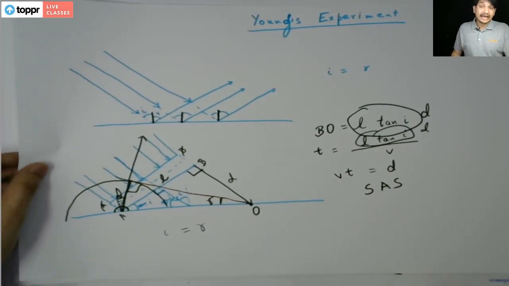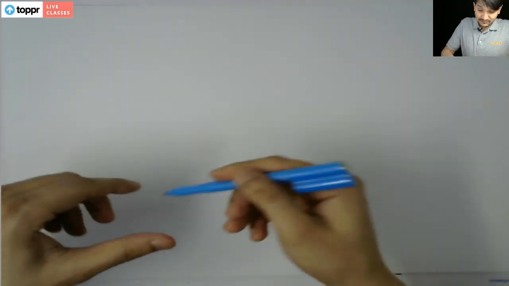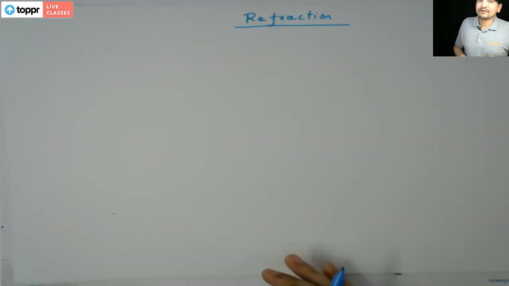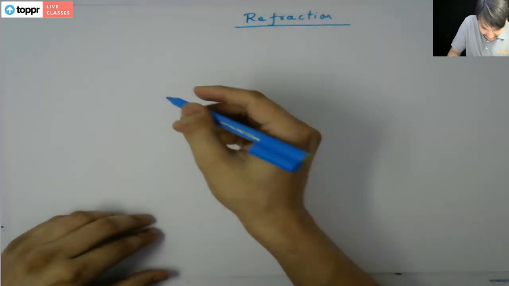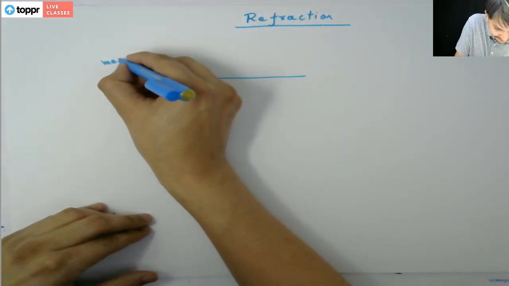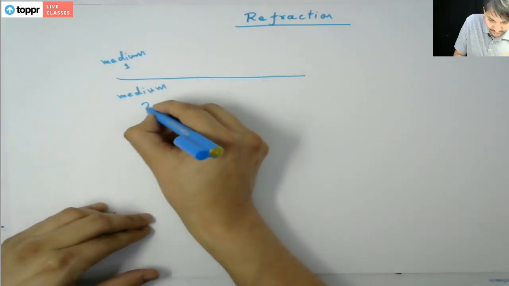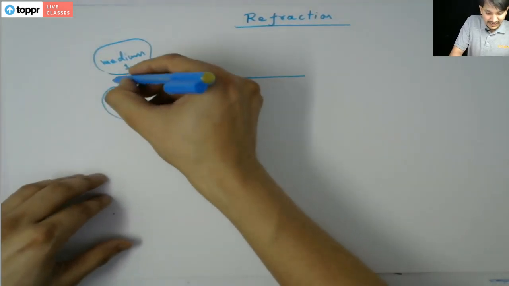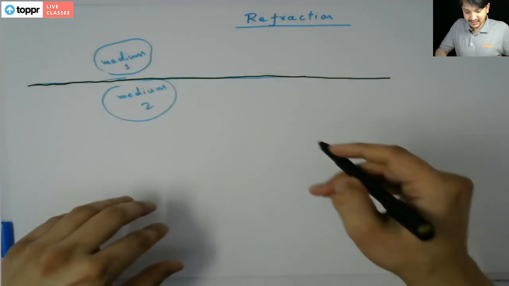Now it's time to explain light's refraction. Let's see if Huygens can explain that. So first, recall what refraction is. Whenever light travels from one medium to another, it bends at the interface. And what does that mean? So this is medium 1, this is medium 2, and this is the interface that is dividing the two mediums, and light is coming from here to here.